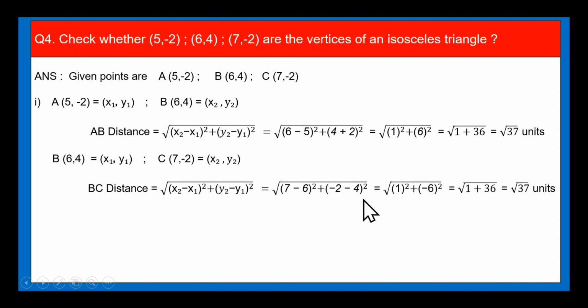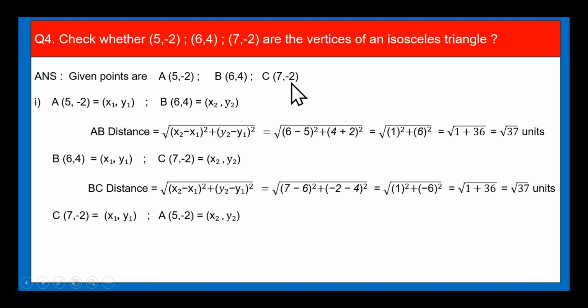What is 7 minus 6? 7 minus 6 is 1, square. Minus 2 minus 4 is minus 6, whole square. 1 square is 1, and minus 6 whole square means minus into minus is plus, 6 into 6 is 36. 1 plus 36 is also root 37 units. You can observe that these two sides are equal in length. Now let us find the third side also.